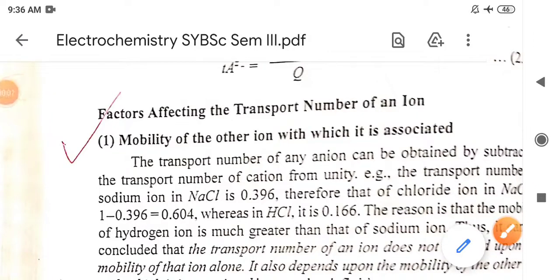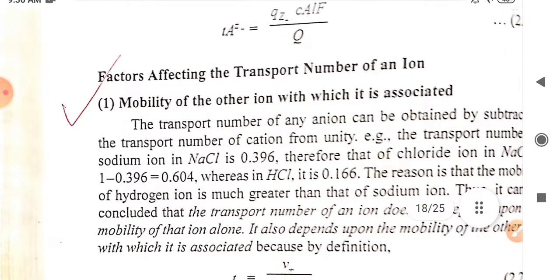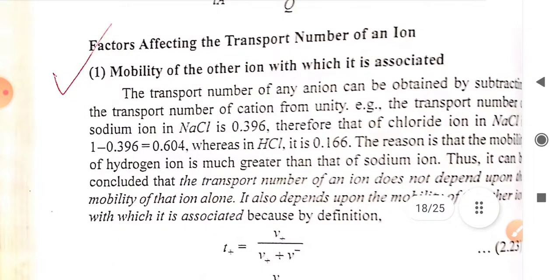So welcome back to the electrochemistry lecture. So far we have seen what we mean by transport number, and we will try to derive the relationship between transport number and velocity, or the relationship between transport number and conductance. Now we will see the factors which affect the transport number for one particular ion.